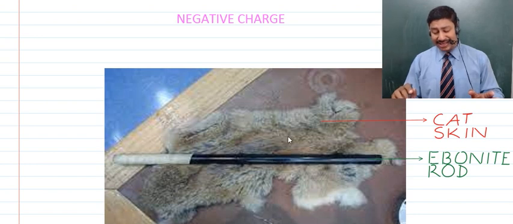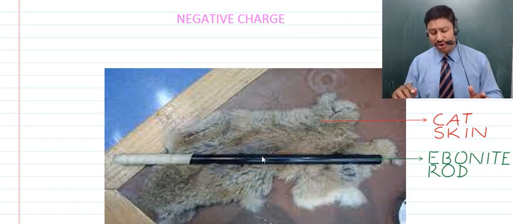And the cat skin has an excess of free electrons which are on the surface. So when the ebonite rod is rubbed with the cat skin, these extra electrons tend to move away from the cat skin to the ebonite rod, and as such the ebonite rod is made to be negatively charged and the cat skin becomes positively charged.